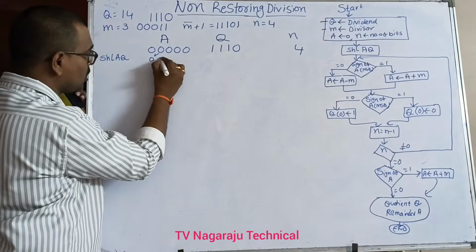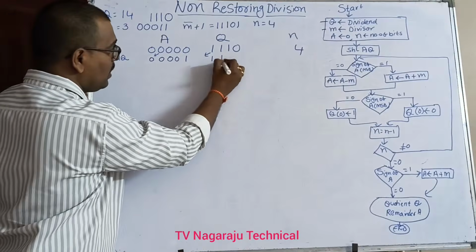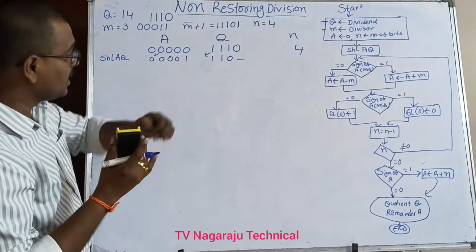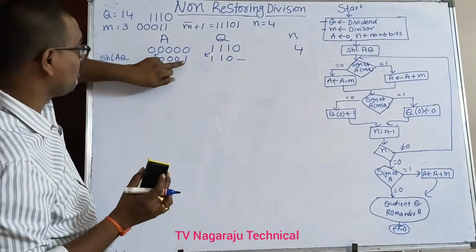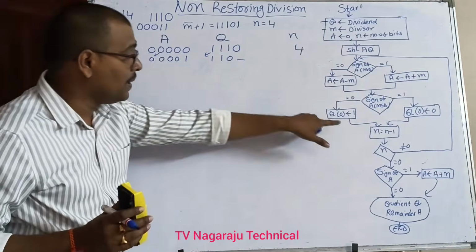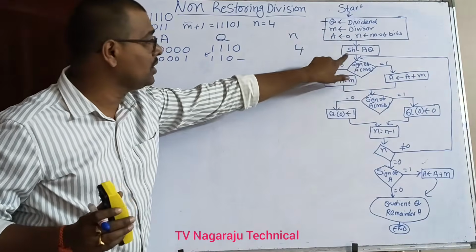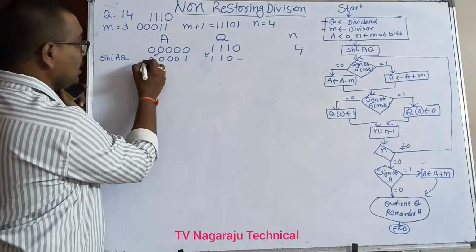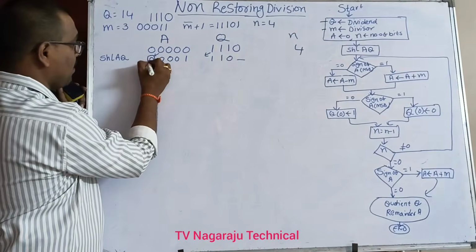Shift left operation: 0 0 0 0, and this is also shifted, 1 1 1 0. You got it? That is, the first bit of the dividend is moved to A for doing the comparison. Okay, here what is the value? Based on these conditions, we need to check the value. After doing the shift operation, check the sign of the MSB.